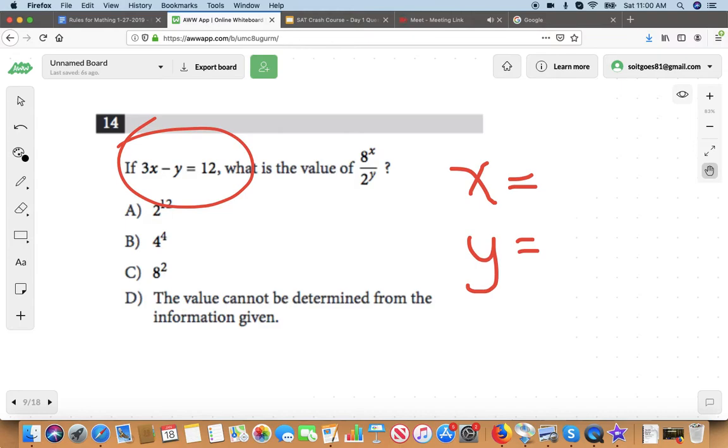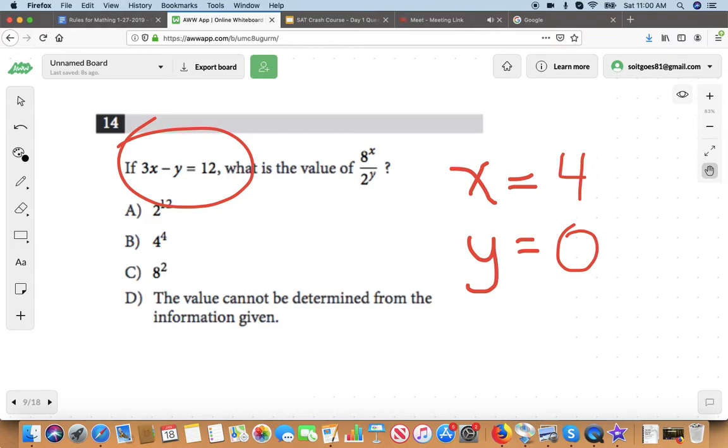So then x could be like 4. Yeah, we can make x 4. And what would y have to be? 0 for that. Yeah, there we go. That's just some basic arithmetic, right? 3 times 4 is 12. 12 minus 0 is 12. Any questions about that, or does that make sense?